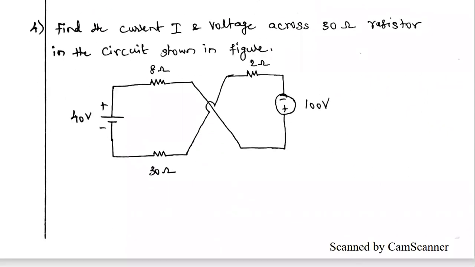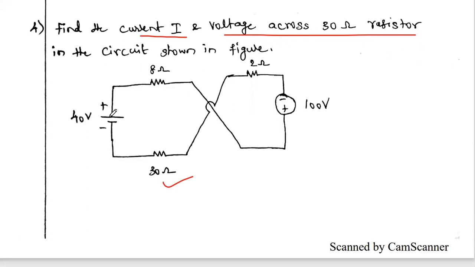And similarly, you see the next question. This is also one of the university questions. Find the current I and the voltage across the 30 ohm resistor in the circuit shown in the figure. So here we have to find two things. One is the current flowing through this path. Another is the voltage across the 30 ohm resistor, which you just calculate.